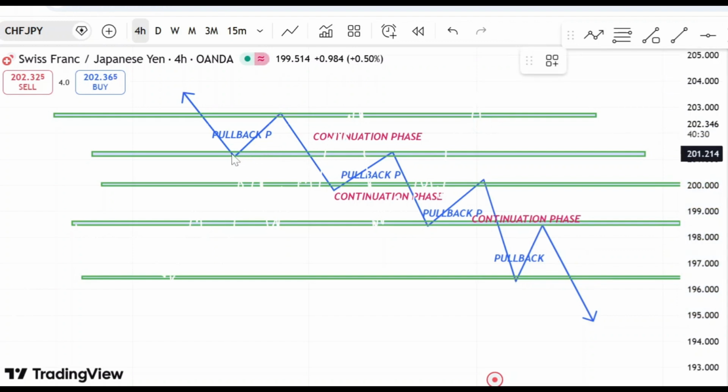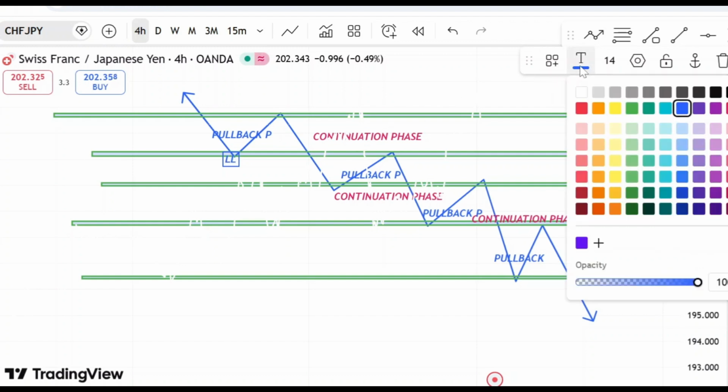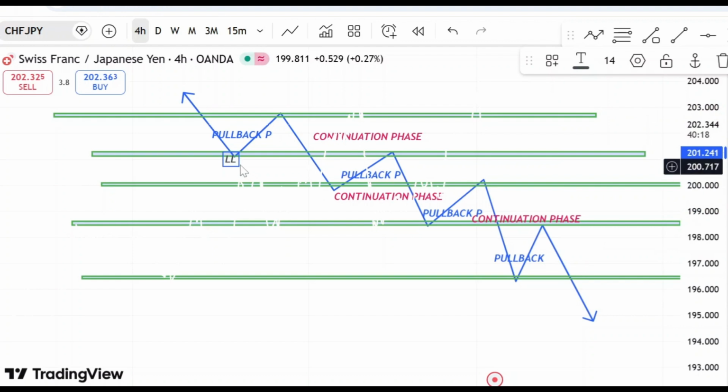This is a lower low, but let us use black. This is a lower low. This is a lower high. This is a lower high. This is a lower high. This is another lower high. This is another lower high.